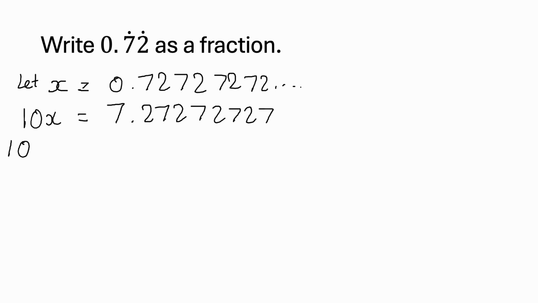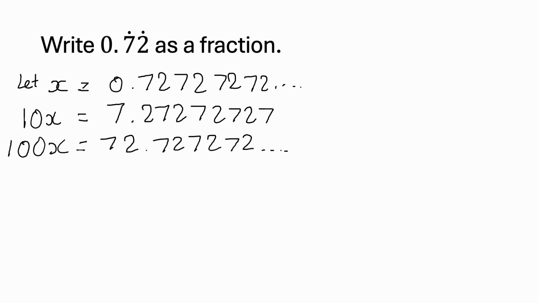So let's look at 100x. If we times 0.72 recurring by 100, we get 72.727272. So now we can see that the numbers next to the decimal point, the 727272 and the 727272 for x and 100x, match. So when we subtract them away from each other, we can eliminate the numbers that are to the right of the decimal point.